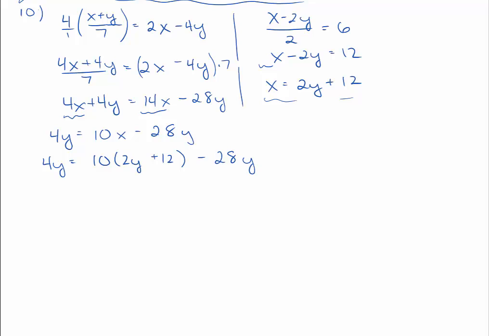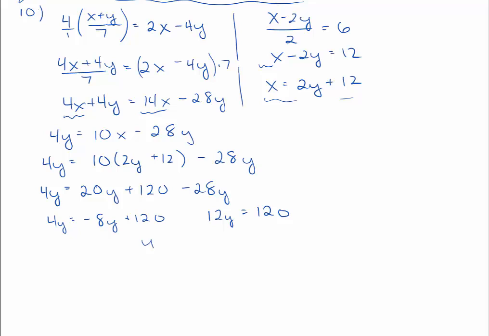So now I have to distribute that 10, so I have 4y equals 10 times 2y is 20y, and then 10 times 12 is plus 120, minus 28y. We simplify that side, we get 4y equals 20y minus 28y, that's negative 8y, plus 120. I'm going to move the negative 8y to the left, and I have 4y plus 8y is 12y equals 120. I divide each side by 12, and I get y equals 10. 120 divided by 12 is 10. That should be easy enough. So y equals 10, so that's great.